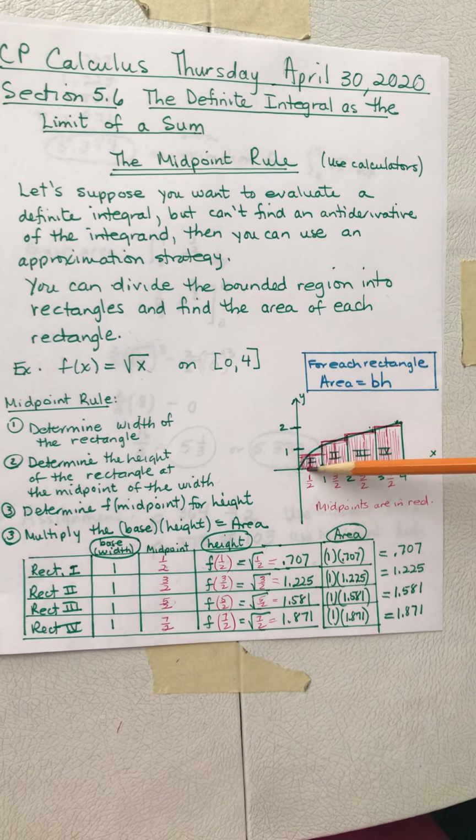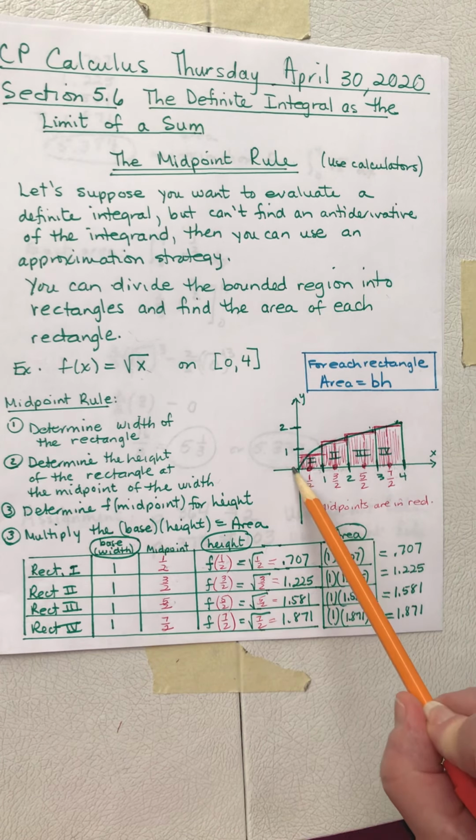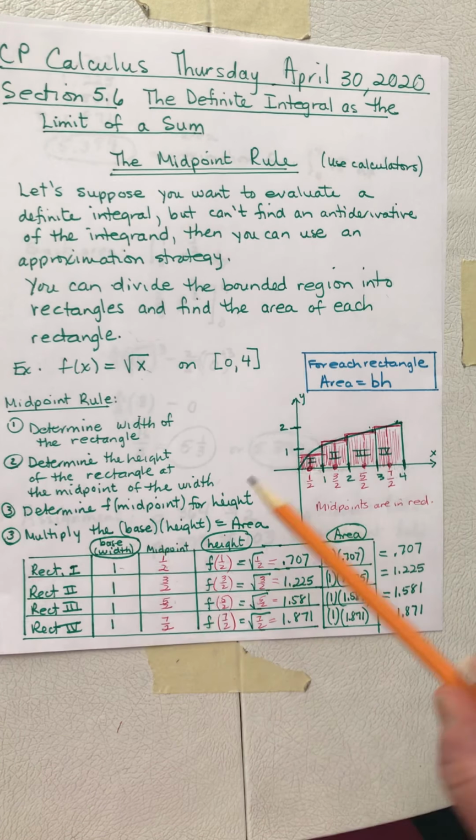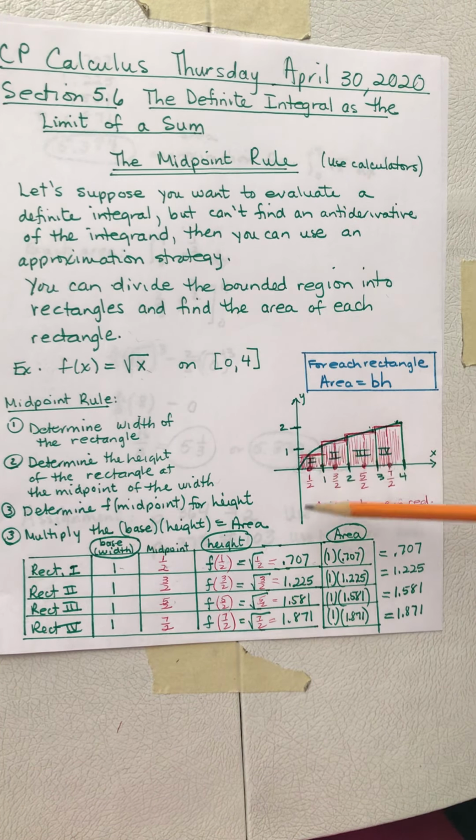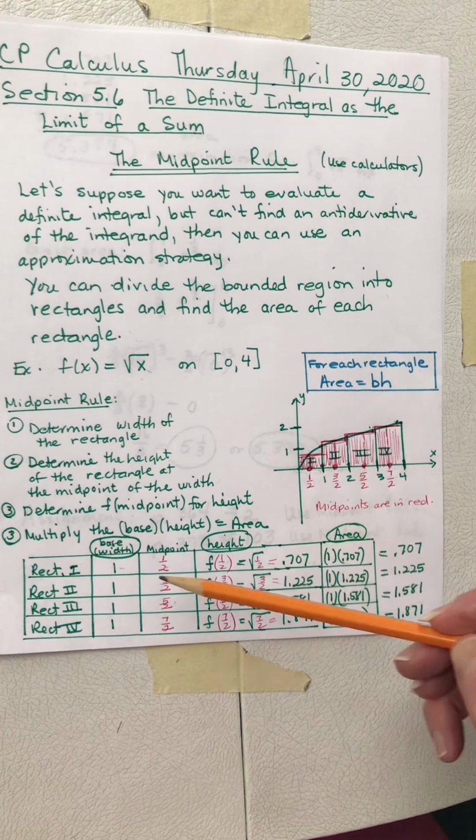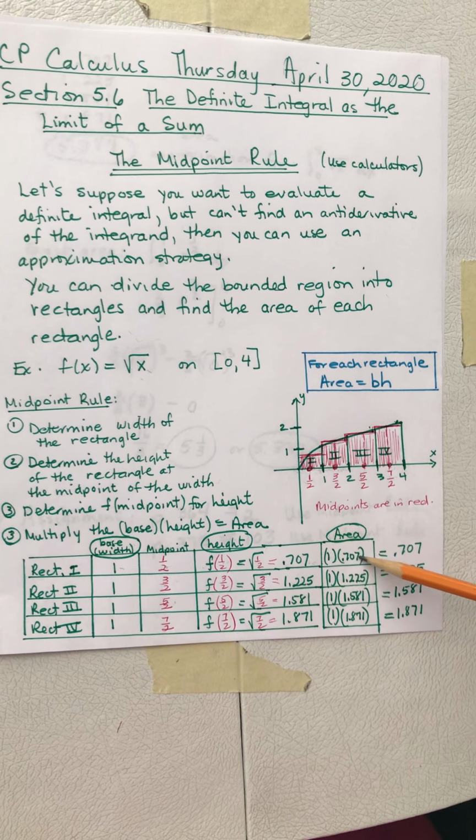So let's just look at doing that rectangle. We know the base is 1. The height is f of 1/2, which turned out to be 0.707. And so the base times the height is just 1 times 0.707, or 707 thousandths. So we multiply that, we get 707 thousandths. And that is the area of the first rectangle.